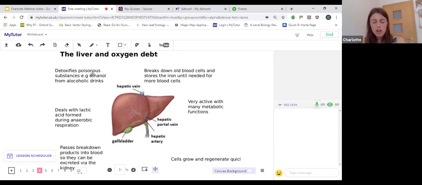It's very much a working organ. It's where a lot of the hard work is done. So it detoxifies stuff, breaks down the old blood cells so that we've got more iron to make new ones. It's very active in lots of metabolic functions.